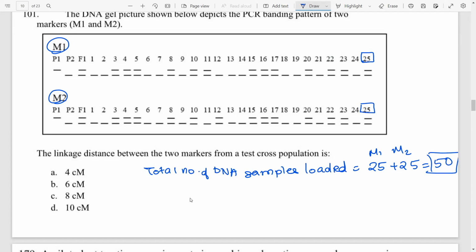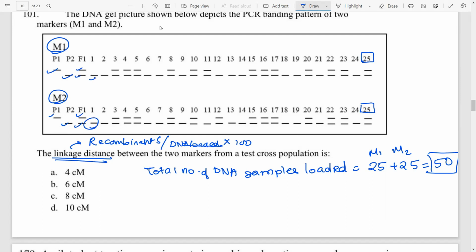Now, the next thing that we have to see is where these patterns are differing, because they are asking us to find a linkage distance, and the linkage distance formula is number of recombinants upon the total DNA loaded into 100. So we calculated the total DNA loaded, it was 25 plus 25, 50. Now we have to see the recombinants. If you see the banding pattern for P1, it's the same in both, P2, it's the same in both, F1, same in both.